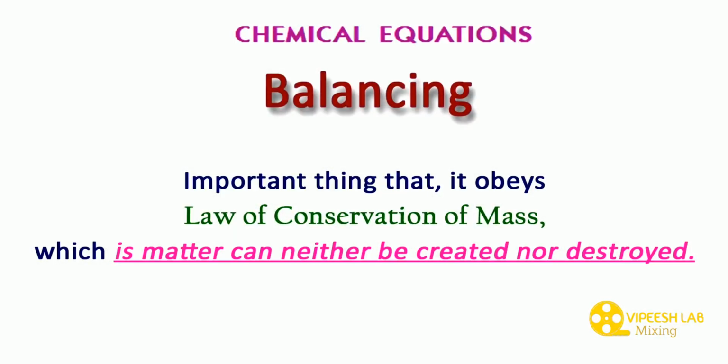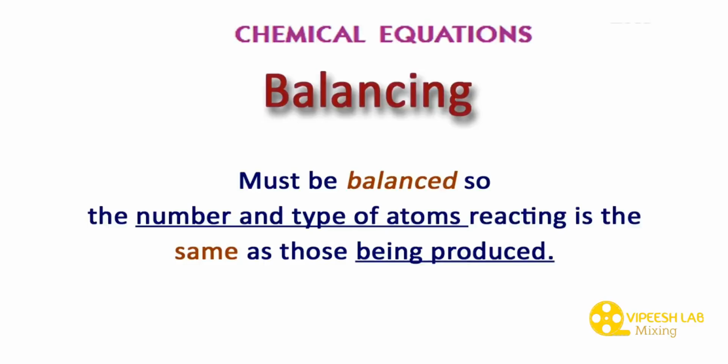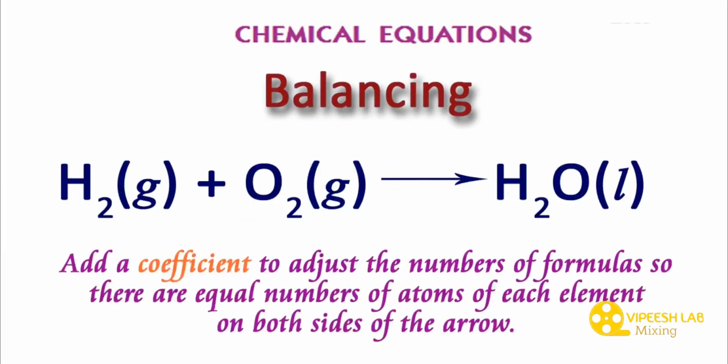Today we have to discuss the balancing of chemical equations. An important thing is that it always obeys the law of conservation of mass, which is that matter can neither be created nor destroyed. It must be balanced so the number and type of atoms reacting is the same as those being produced. In the sense, both the reactants as well as products should have the same type and number of atoms. Look at this, this should be balanced.